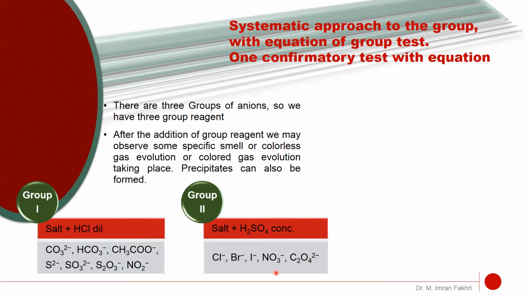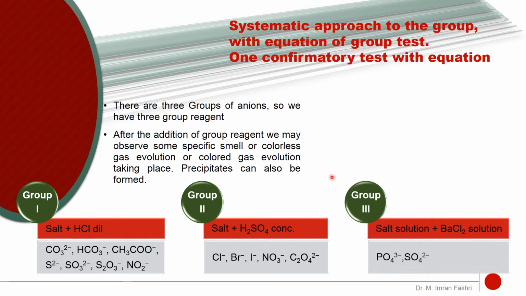If no observation is there, no gas evolution, no smell, no colored gases formed, then we have to go for the group 3 anions, or the third analytical group, for the acidic radicals. We have to take the salt solution and add barium chloride solution into it. If precipitation is observed, we may say that the group 3 anion, phosphate or sulfate, may be present.